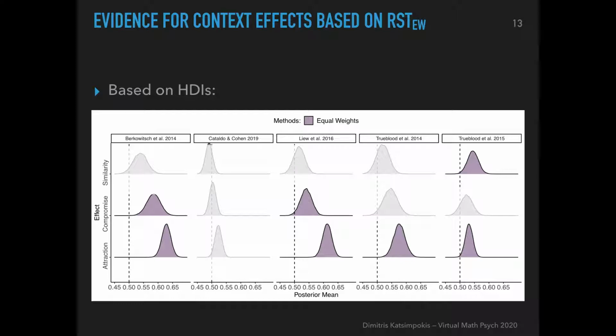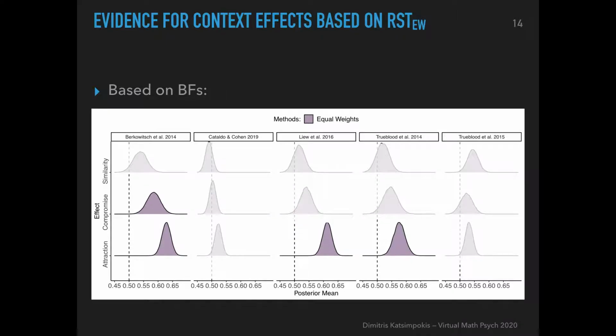So that was based on the HDIs, and you can see here the same analysis, but now based on bias factors. And here you can see that the results mostly agree, but the bias factor is a more conservative procedure than the HDIs, and thus the model provides at least moderate evidence in favor of the alternative hypothesis only for 3 attraction effects and 1 compromise effect cases.